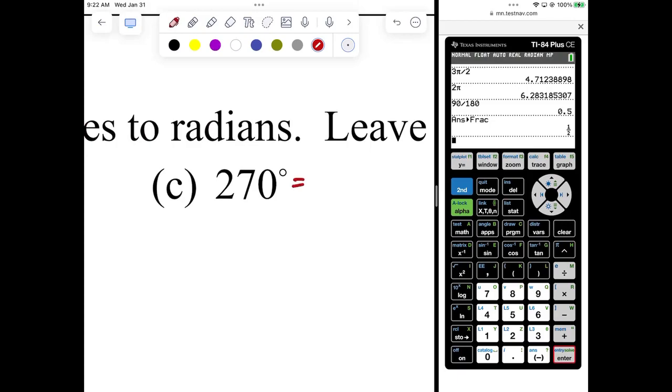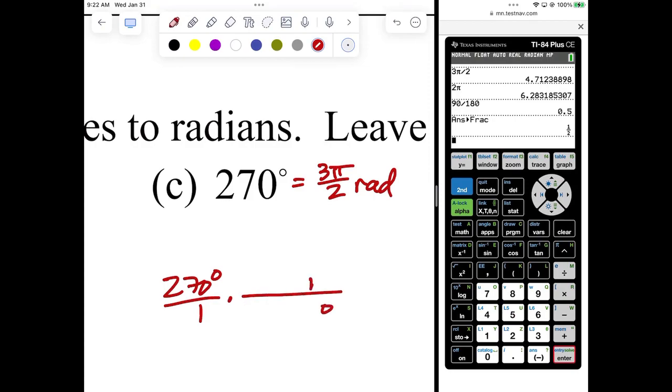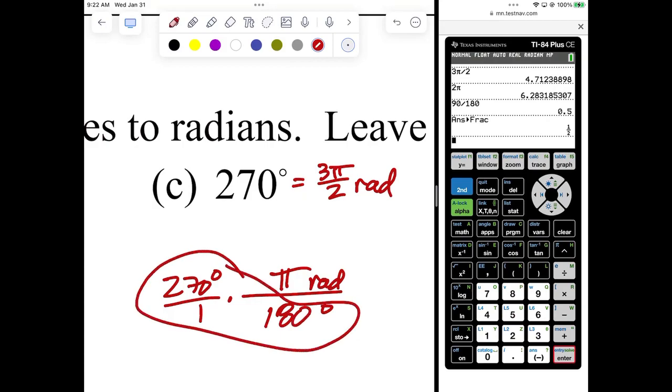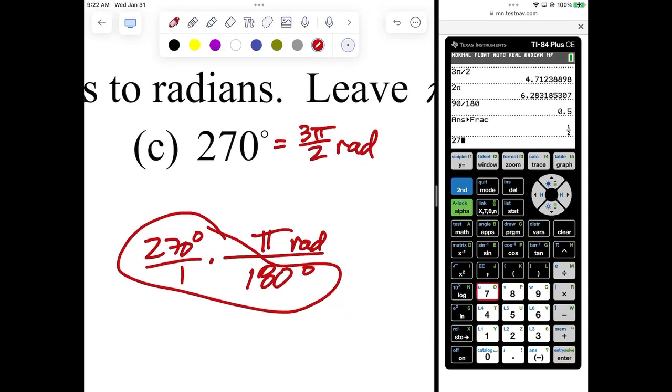Let's verify 270. Of course, we memorized it already. What's 270 in terms of pi? 3 pi halves, which is 1.5 pi. Let's verify. 270 degrees over 1 times degrees divide out, rads appear. That's pi over 180. And we leave pi visible, so on our calculator, we'll just go 270 divided by 180. We hit enter, and you get a decimal. And how do we convert the decimal back to a fraction? Math, enter, enter.